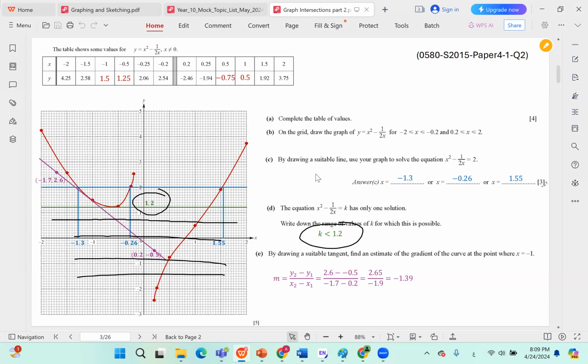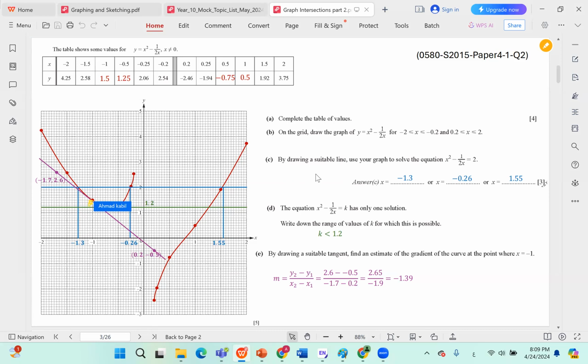By drawing a suitable tangent, find an estimate of the gradient of the curve at the point where x equals -1. So we should go to x equals -1 and draw a tangent. Make sure to have a proper tangent drawn. One way to evaluate your tangent is if the tangent meets at this point here, so the angle here and the angle here should roughly be the same. It's not an exact science. However, drawing a line like this might look like a tangent as well. But you can see here that the angle would be very big on the right and very small on the left. So this is not the proper tangent.